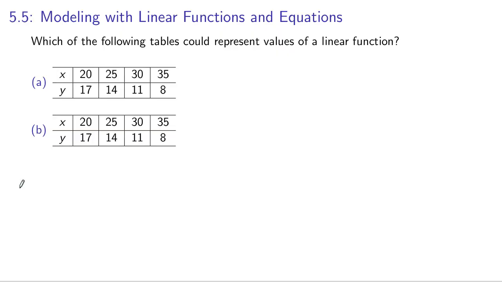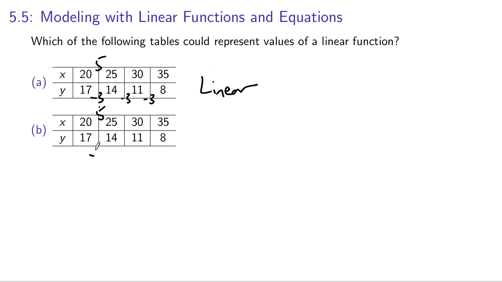So let's look at these tables. Which of the following tables could represent a linear function? Let's quickly check. The spacing's the same. Yeah, they're all 5 each time for the input, both tables. So in the output here we have -3, -3, -3. So yes, this is linear.